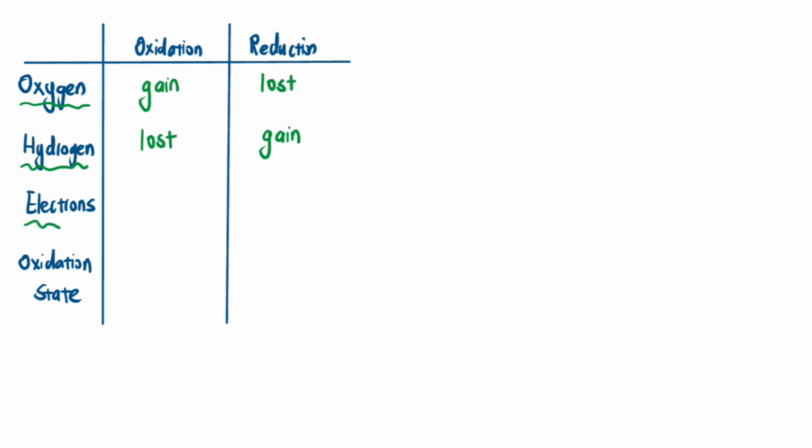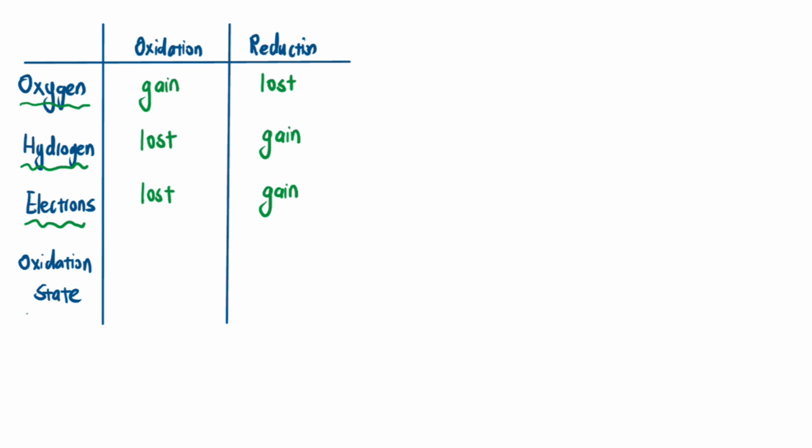The third method is the electrons method. So if a substance has lost electrons, then the substance is oxidized. Likewise, if the substance gains electrons, we say that the substance has been reduced.